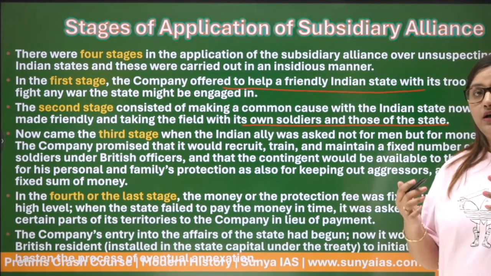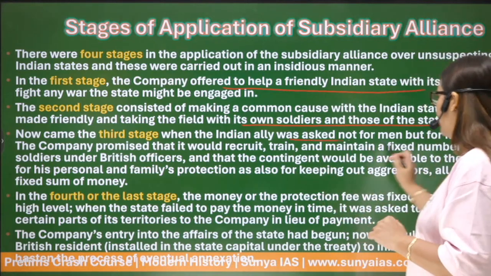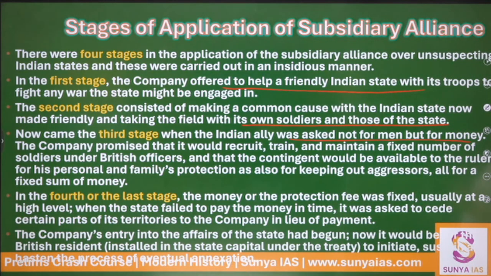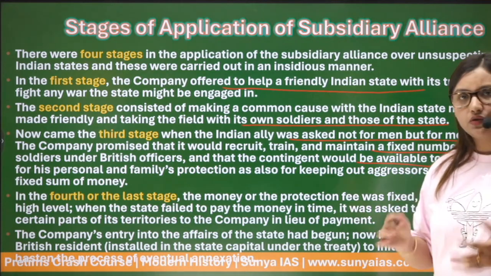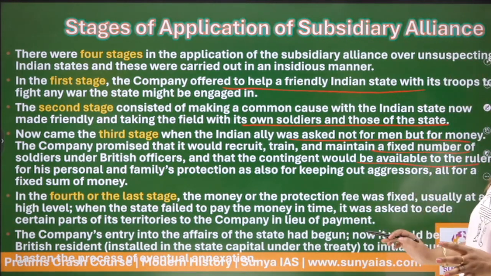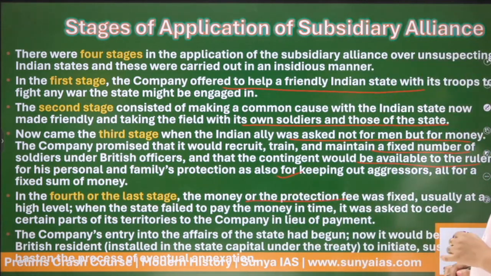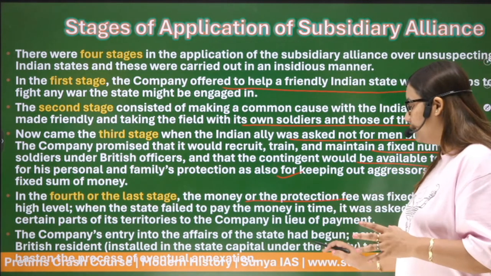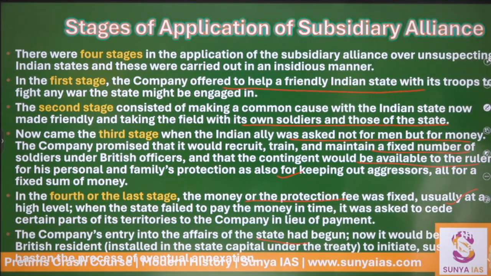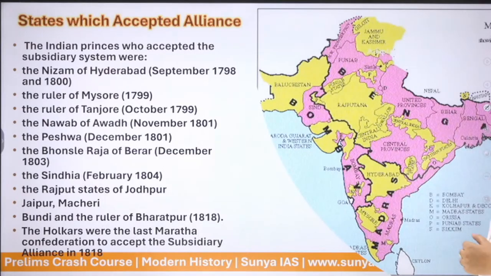In the third stage, when the Indian ally was asked not for men but for money, the Company promised that it would recruit, train and maintain a fixed number of soldiers under the British forces, and that contingent would be available to the ruler for his personal and family's protection, and also for keeping out aggression, for a fixed sum of money. And at the fourth stage, the money or protection fee was fixed, usually at a very high level, at a very high price. So this was the way the Company used to enter into the internal matters of Indian states, Indian territories.